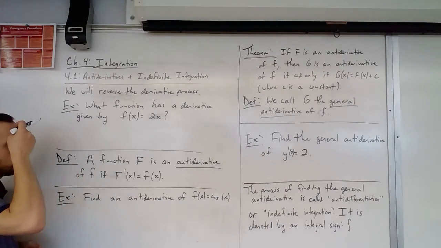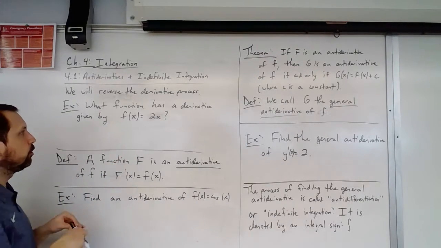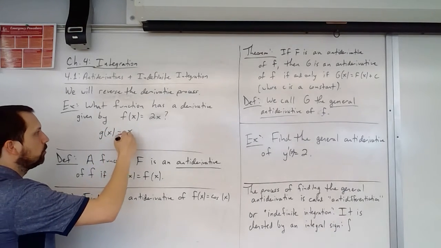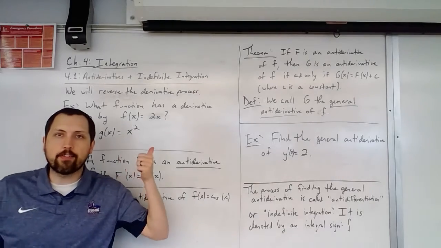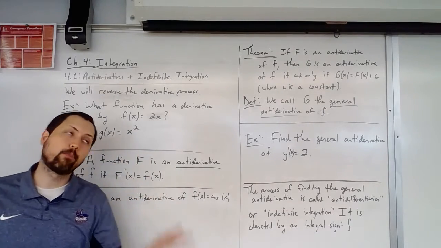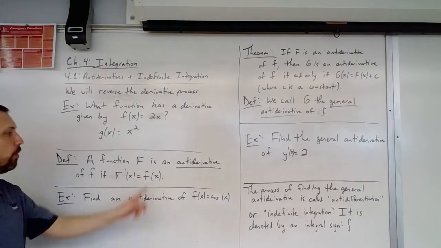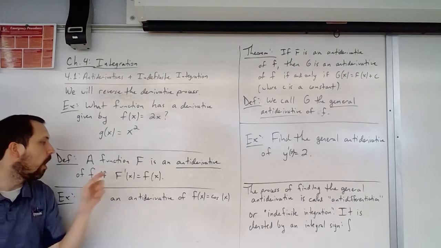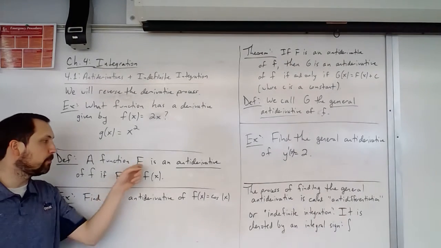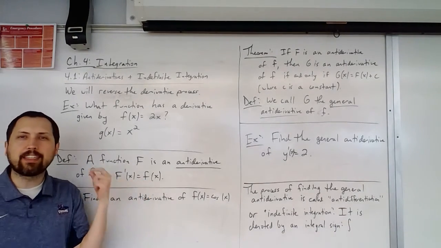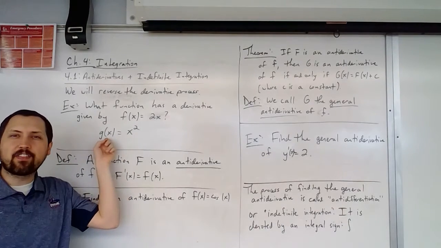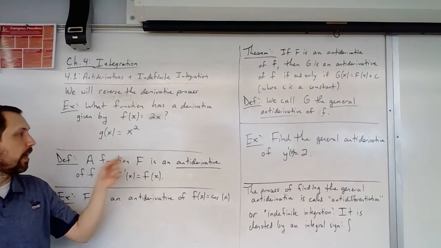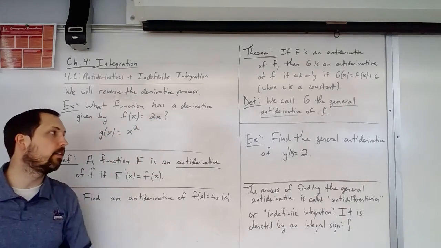So here, if we're trying to think about what function has a derivative equal to 2x, well, hopefully you would come up with some type of function, say g of x is equal to x squared, right? Take the derivative of x squared, you get 2x. Cool, that works. So a function, capital F, is called an antiderivative of little f if the derivative of this big guy is equal to this function. So basically, this function that I just found, that would be the antiderivative of 2x. So x squared is an antiderivative of 2x.